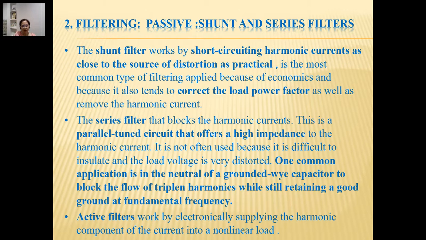The first option is that we will not allow more harmonics to be generated, and if we can control it, we will try to control it at the end where it is generated. The second option is filtering, where we have two options: shunt and series filters.